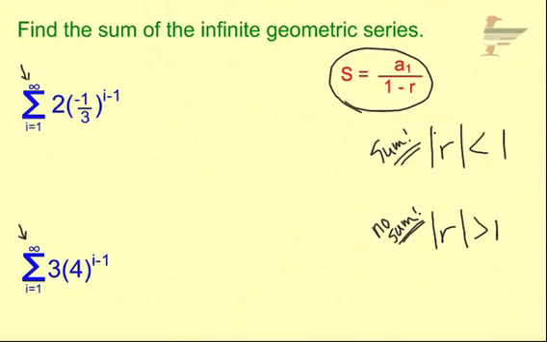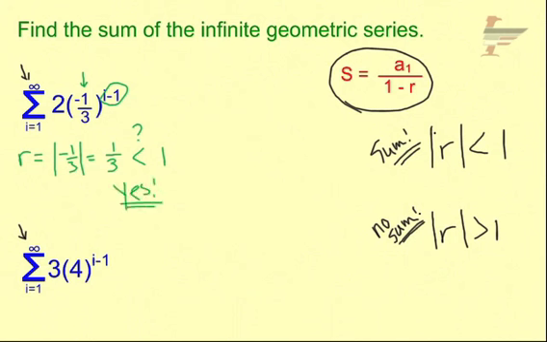We come to our example and we have to look at our ratio, which is going to be the number that has this exponent of i minus 1. So we do the absolute value of a negative 1/3, which is just 1/3. Is this less than 1? This is what we're checking. If it is, we can find the sum. And it is, so a sum exists for this first one.